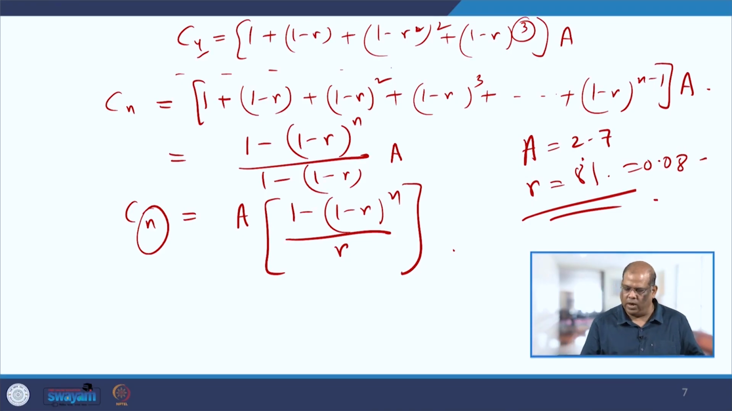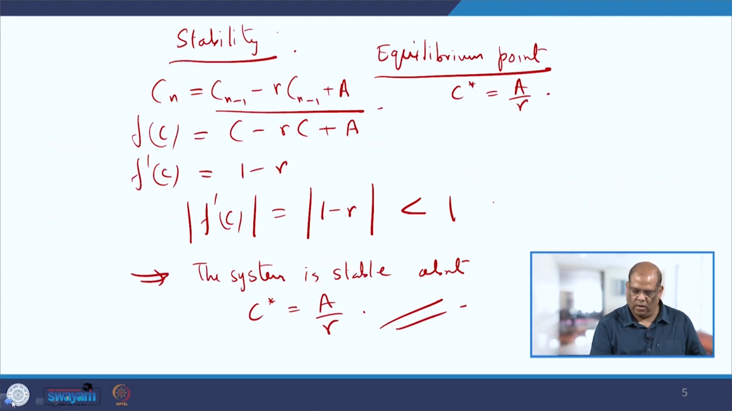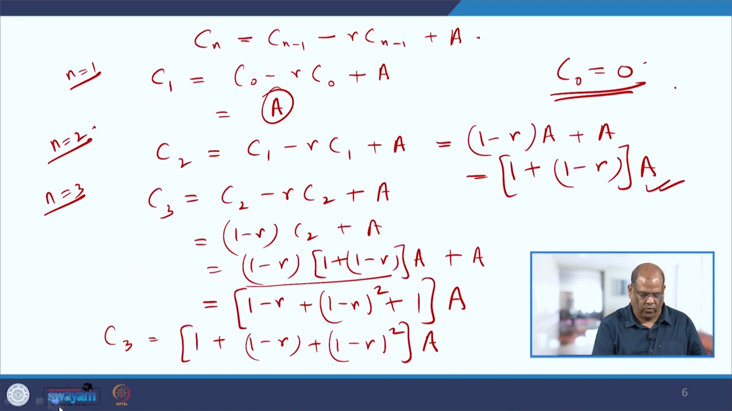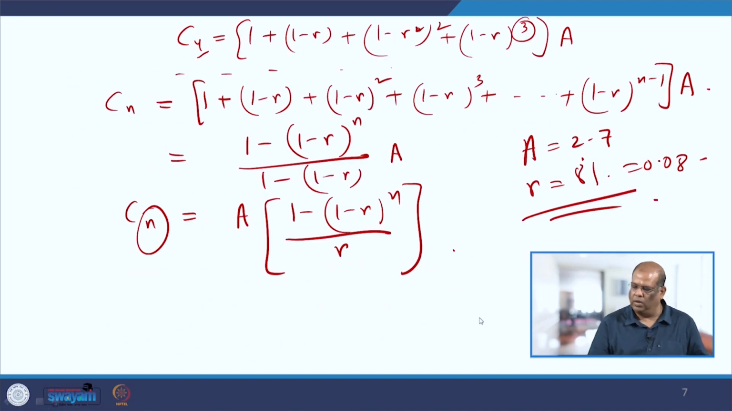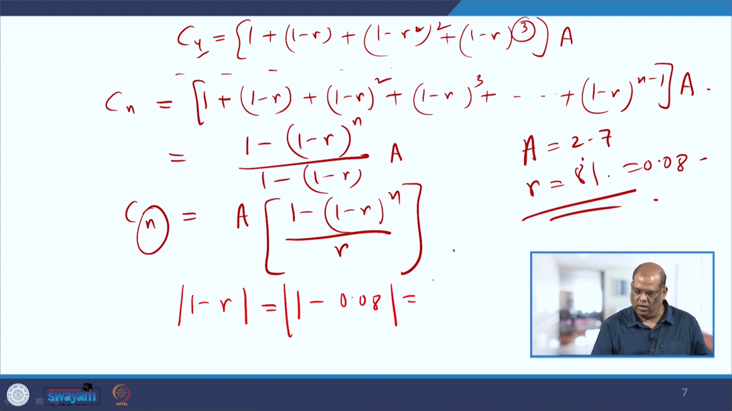So as you have noticed, the condition for stability is the modulus of 1 minus R being less than 1, and if you check with this particular value, you can see that the modulus of 1 minus R is going to be 1 minus 0.08, modulus of that, so 0.92, which is less than 1, and hence your system is stable about the equilibrium point A star by R.